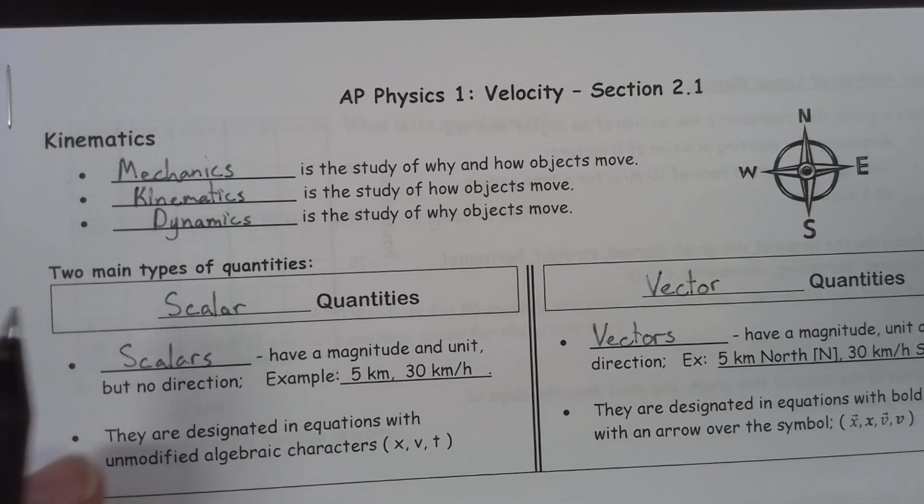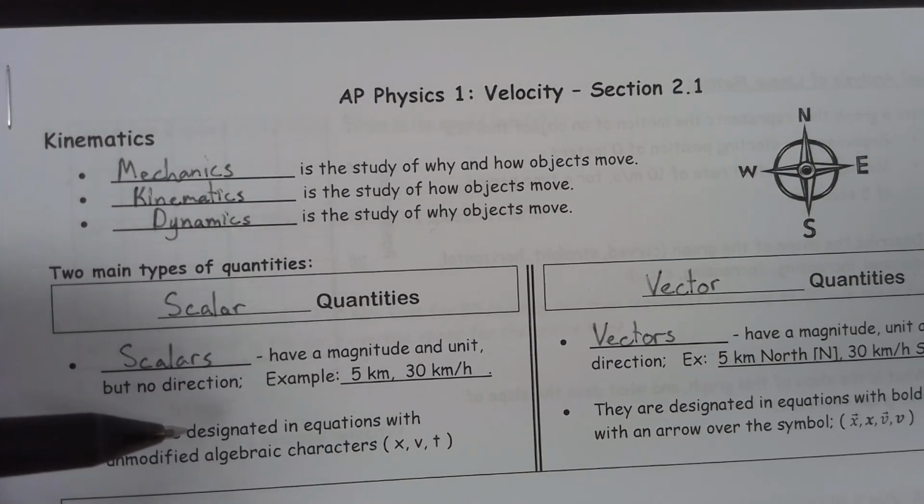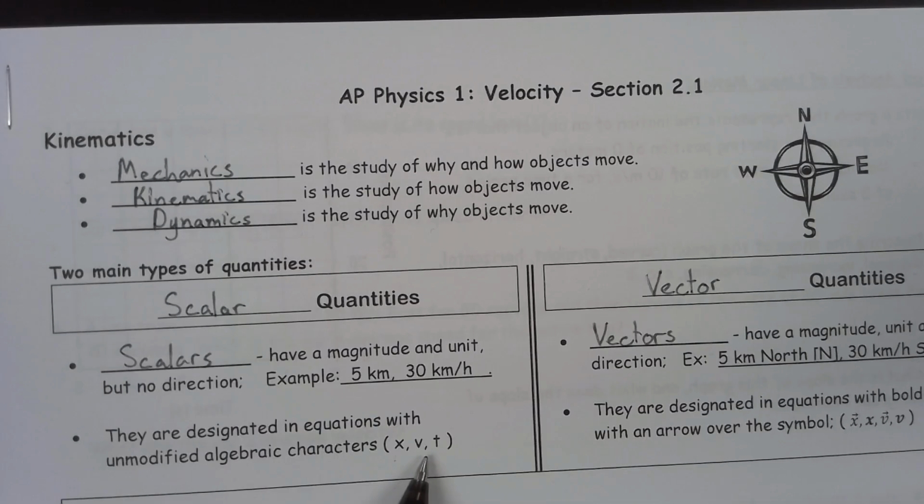So what's the big difference? What's the difference between the two? Direction will matter. Okay. They're designated by algebraic symbols like x or v or t. And vectors, we just add an arrow on top of them. Okay. So their symbols will have an arrow.